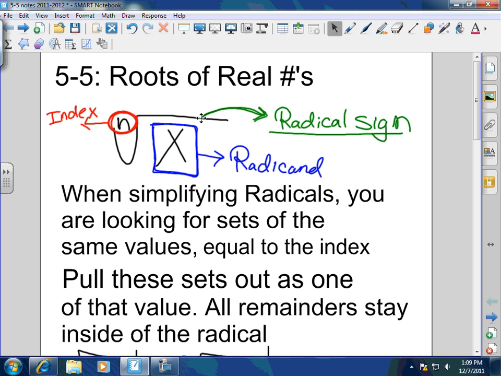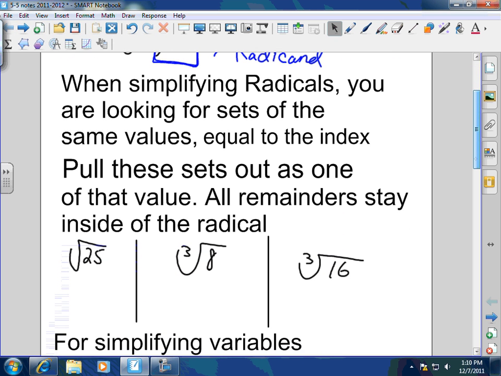So, when simplifying radicals, you're looking for sets of the same value equal to the index. Pull these sets out as one of that value. All remainders stay inside of the radical. Okay? Now let me explain what this means. And again, guys, I know I'm going fast, but that's why we're recording this, so you can rewind or fast forward as much as you want.